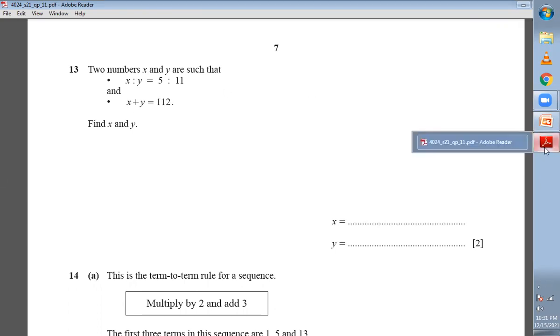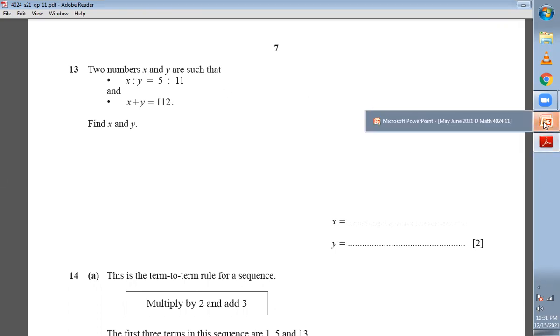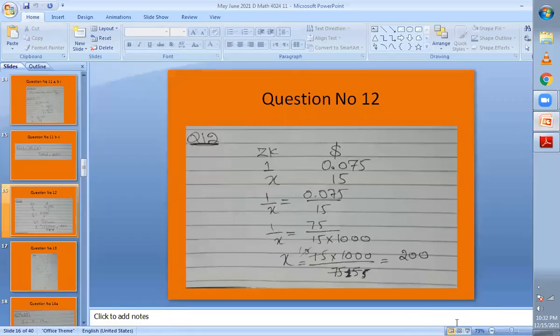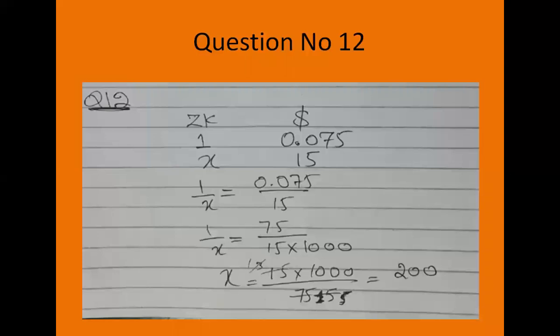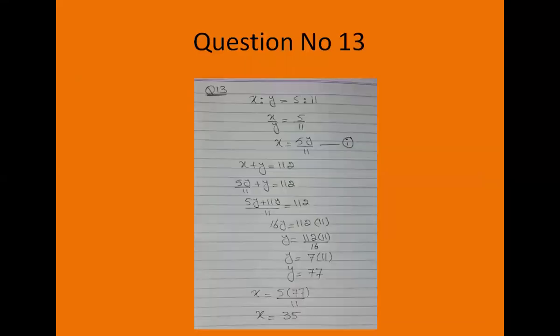And we will find the value of the y. So let me show you my methodology. It's a 2-mark question. Okay, so question number 13. In question number 13, x ratio y is 5:11, x by y equals 5/11. So x will be equal to 5y/11.